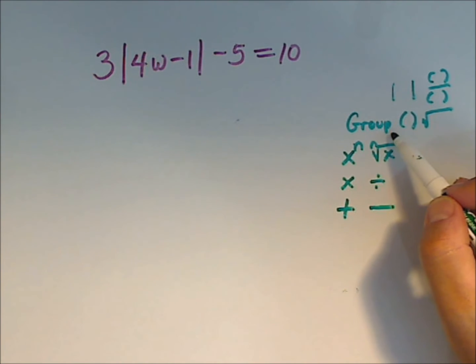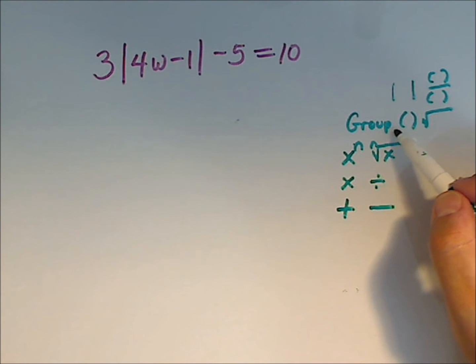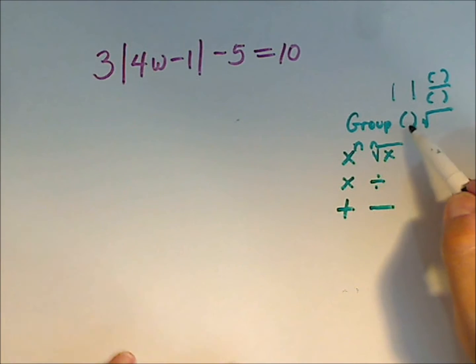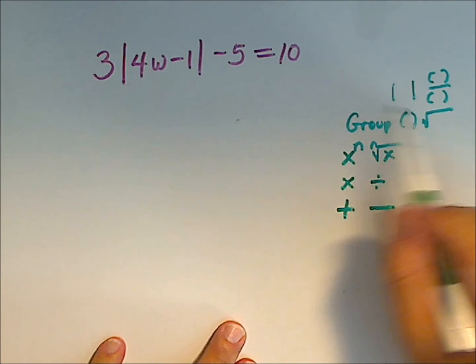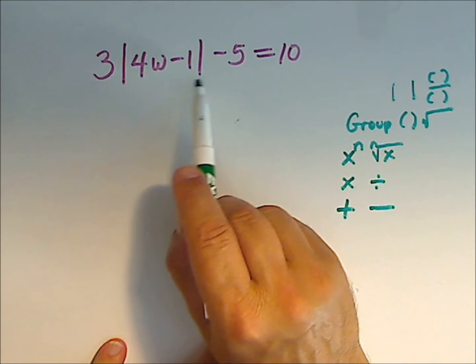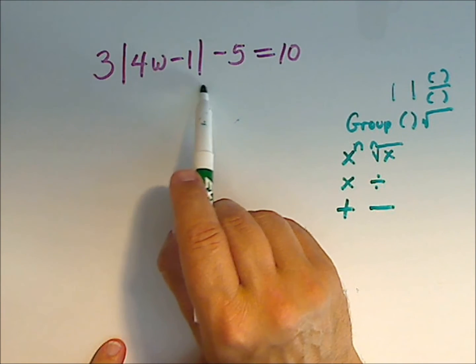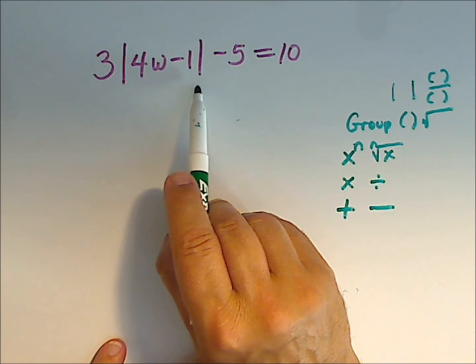So grouping symbols, what you may have remembered as parentheses, and maybe one of your elementary school teachers taught you something like PEMDAS, which I don't use because it's not parentheses only, it's all groupers. And we have a grouping right here in the absolute value. So that's the last thing we can touch.